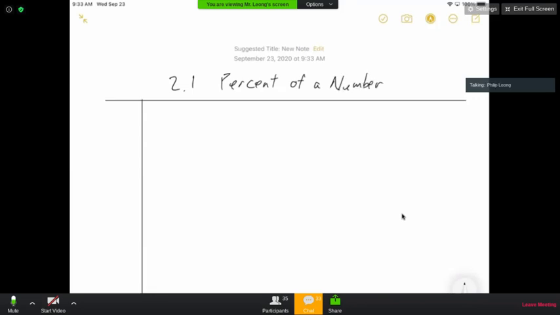Okay, so just have your calculator, and you don't need to have anything else right now. You're going to write down something later, but not right now. Don't write anything down yet, okay? So first of all, you have to understand what percent means.